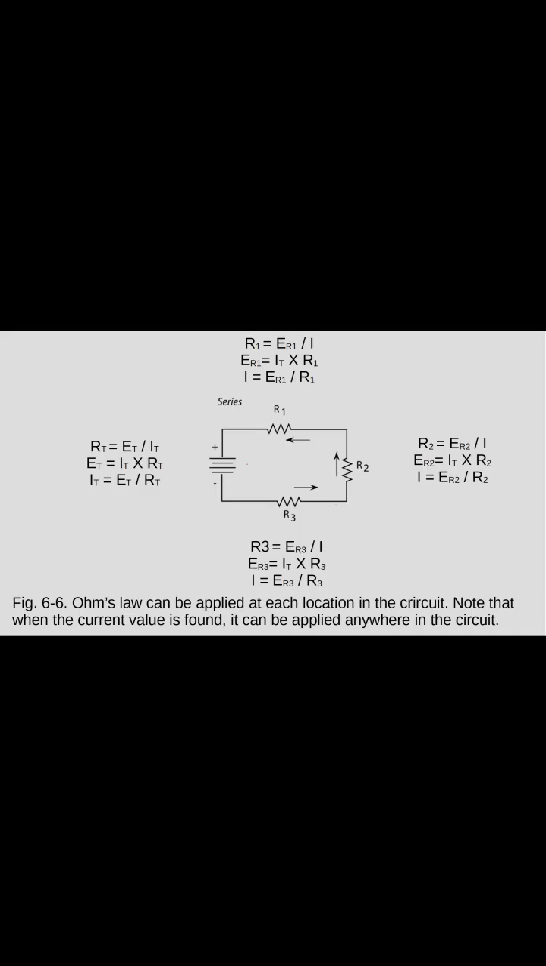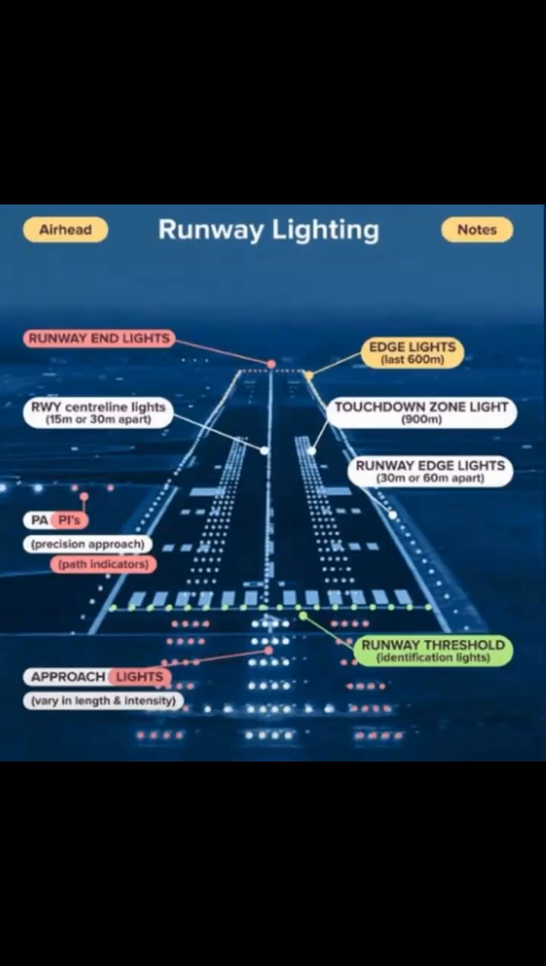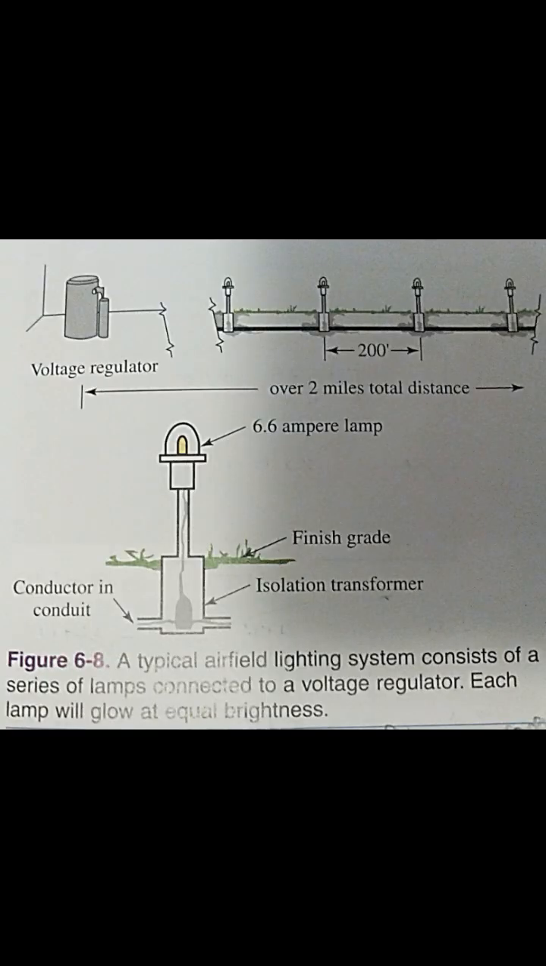At times, the number of lamps in the circuit will change due to lamp failure. When the number of lamps changes, the amount of applied voltage from the regulator will change in order to maintain a constant 6.6 amperes applied to the circuit. By maintaining a constant 6.6 amperes to the circuit, each lamp will burn at the same brightness regardless of how many lamps are lit at once and regardless of the voltage drop along the length of the conductor.